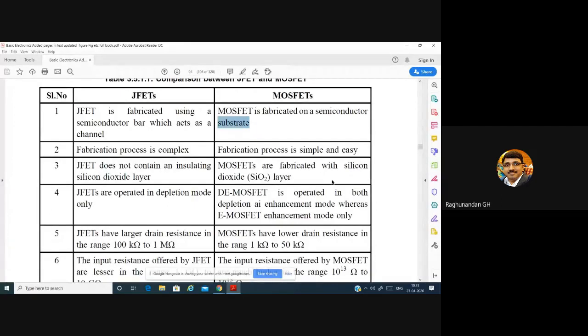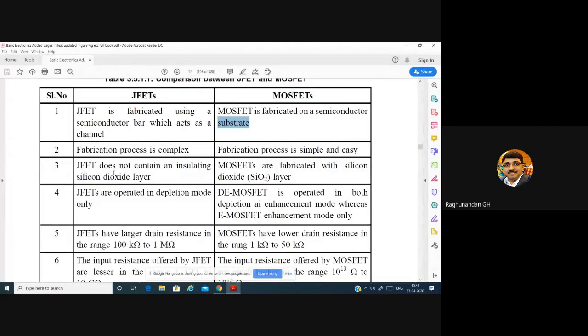But the JFET is just like taking a big stone and trying to make some holes in it. I'm just giving you an analogy. See how complex it is to drill a stone, and how easy it is to build if you are going for a step-by-step building process.